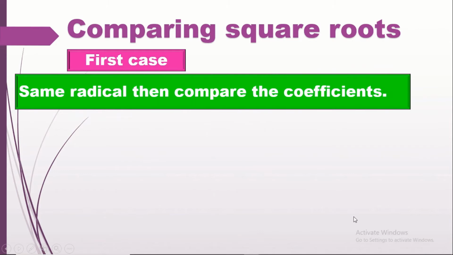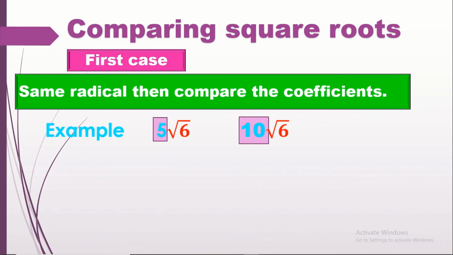Now let's start the comparison of square roots. First case. How to compare if we have the same radical? When we have the same radical, we should directly compare the coefficients. Example, if we have 5 radical 6 and 10 radical 6, how to compare them? Note that we have the same radical, which is radical 6, then we can just compare 5 and 10, the coefficients. You know 5 is less than 10, then we can say that 5 radical 6 is less than 10 radical 6.